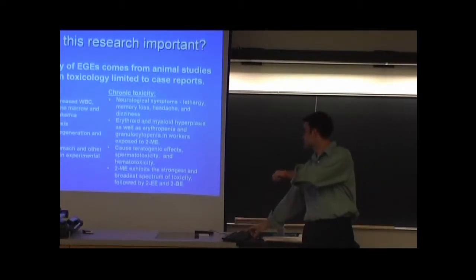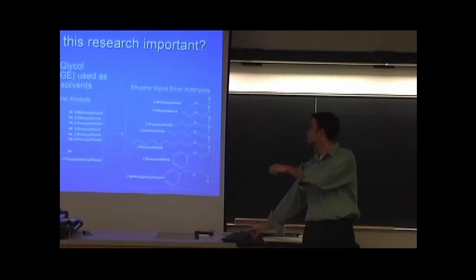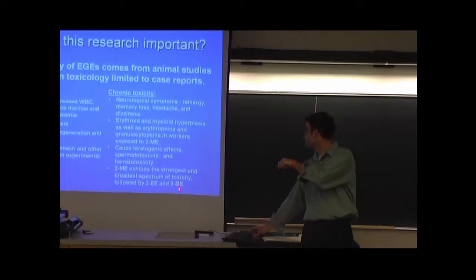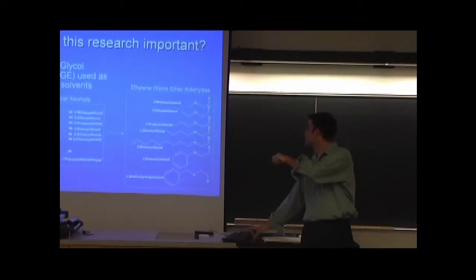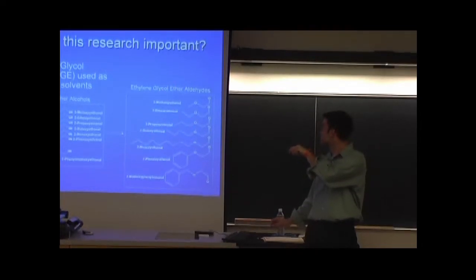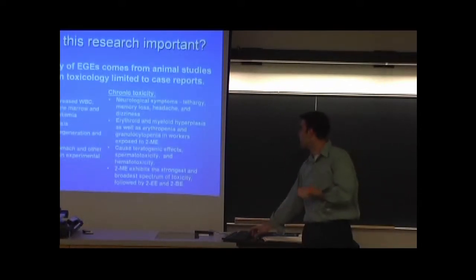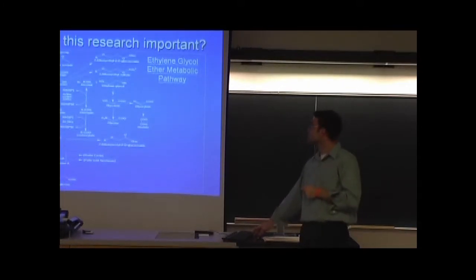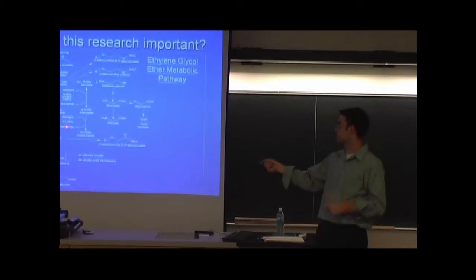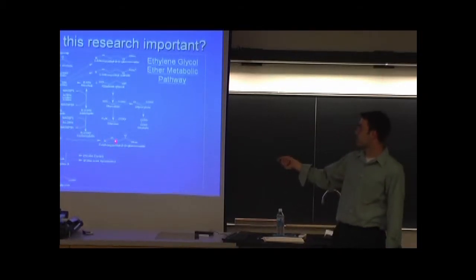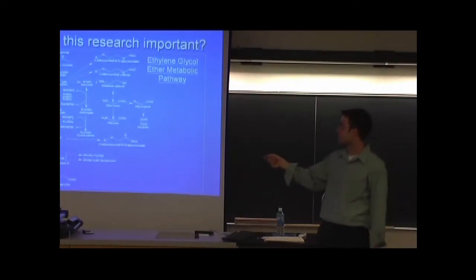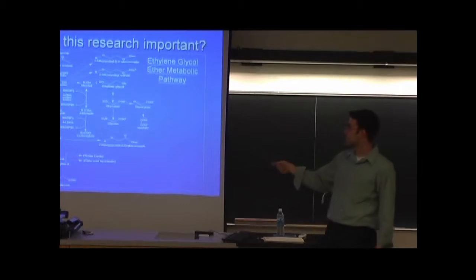The 2-methoxy exhibits the strongest and broadest spectrum of toxicity, which is this first one here, followed by 2-ethoxy and 2-butyl, which are these two, and this fourth one here. So these top two and these fourth ones are the ones that are the most toxic in the body. And again, why this is important, throughout this whole reaction, this ALDH step is actually the rate-limiting step, so it can only go as fast as this ALDH will convert it to the acetate form. So if it's not very fast, these aldehydes will build up in your body.